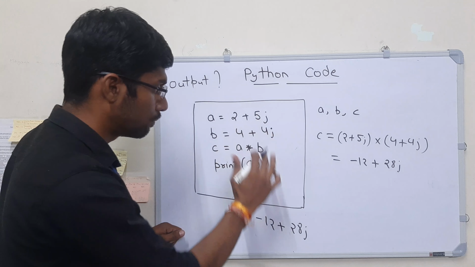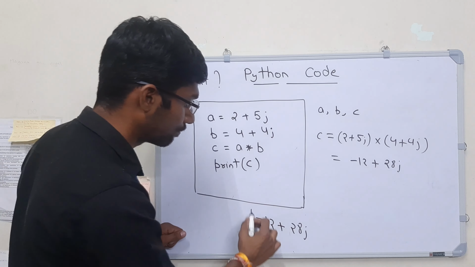Next, this is my print statement in Python. This statement will print the value of C. So the value of C is minus 12 plus 28j. So this is my output for this piece of code.